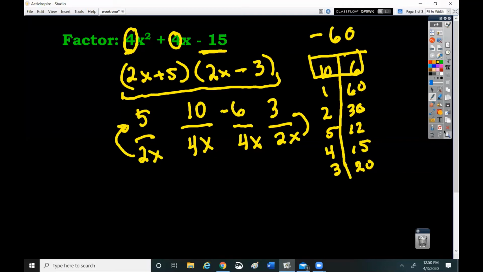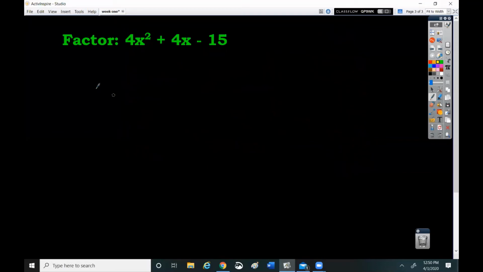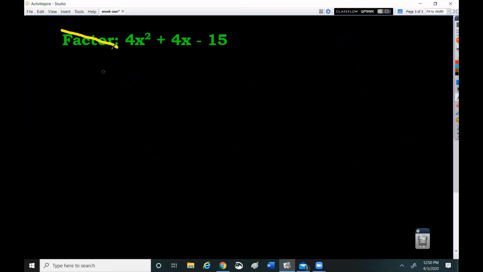And let me clear this. Next week's problems are not going to say factor. Next week's problems are going to say solve 4x squared plus 4x minus 5 equals 0. They want you to solve that.